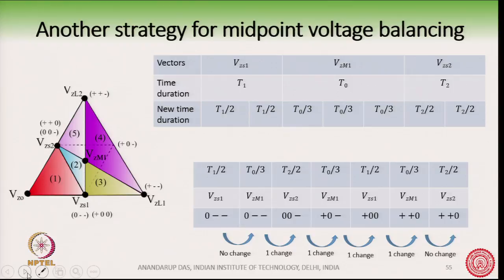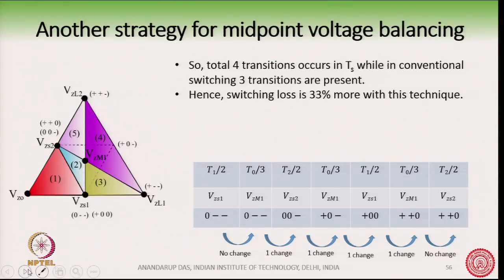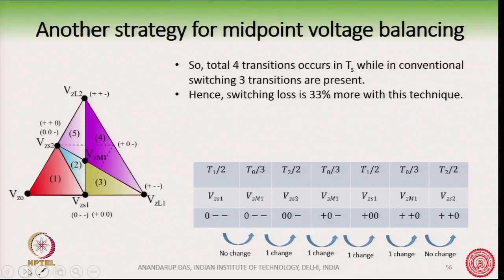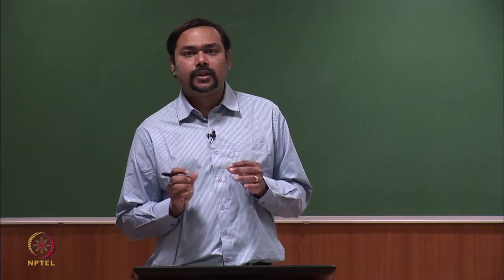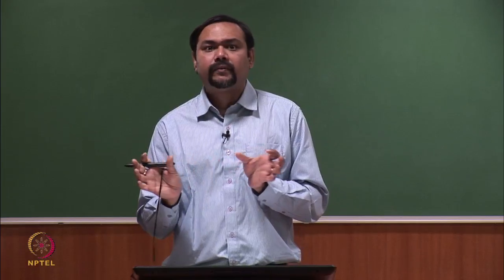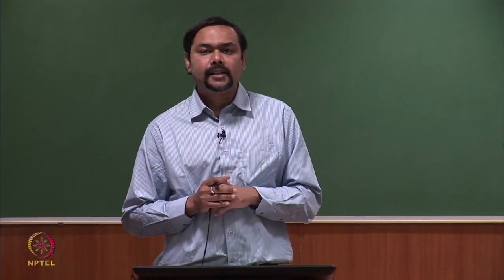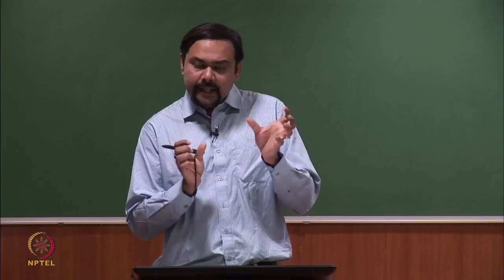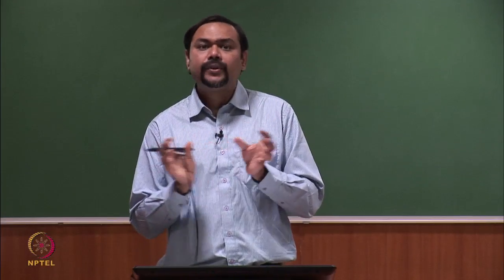Okay. And so, we have about 33% more switching losses with this technique. Okay. However, the advantage is that we are now able to minimize the midpoint voltage fluctuations. Okay. And this also shows that how we can play around with the vectors and the placement of the vectors in a switching cycle TS. Okay. You can place these vectors in different ways.